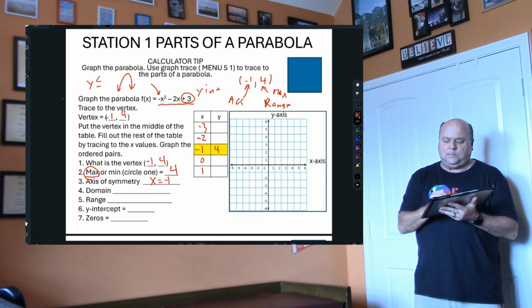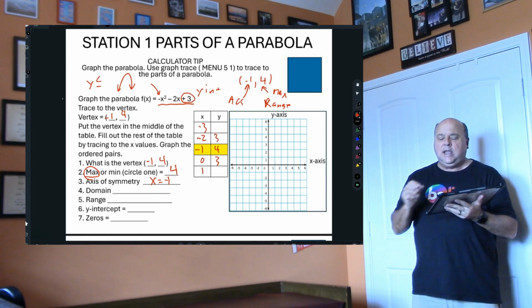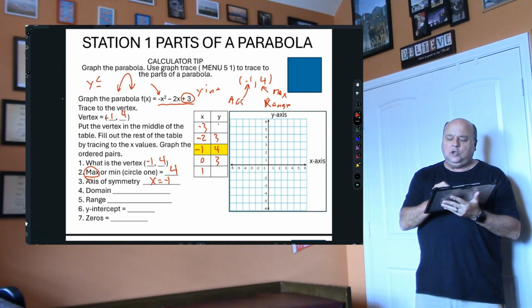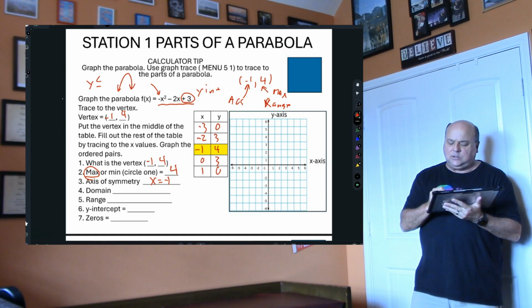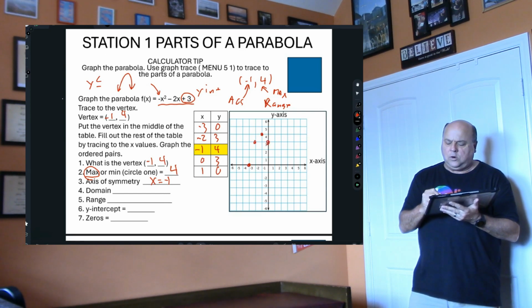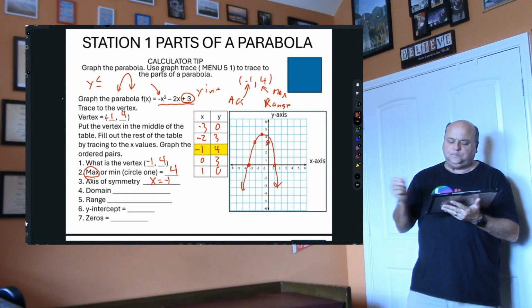We're going to get the points above and below. The 0 was 3. The negative 2 was 3. And if we were to trace this, you would get (0, 0) here. Let's go through and graph this. So (-3, 0), (-2, 3), (-1, 4), and we get this. This is what the parabola looks like, right?